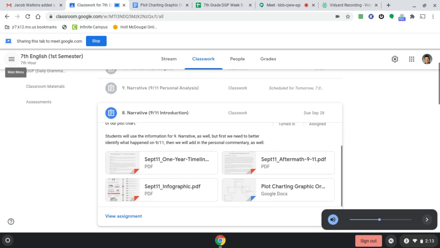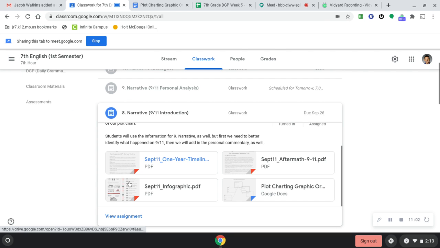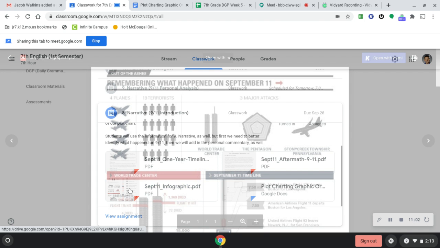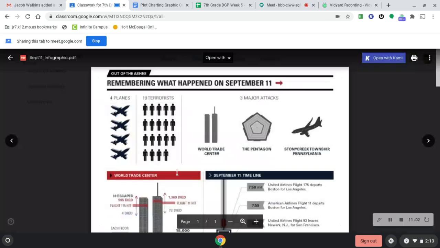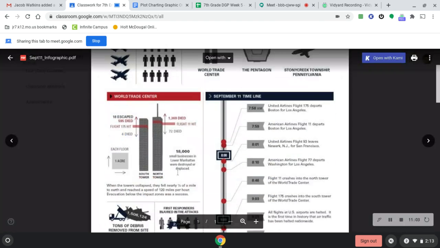Okay, so let's look at over here at the timeline of September 11th. You see where that's laid out with United Airlines Flight 175 departs Boston for Los Angeles. American Airlines Flight 11 departs Boston for Los Angeles. United Flight 93 leaves Newark for San Francisco. American Airlines Flight 77 departs Washington for Los Angeles. You notice where every one of these planes was headed?